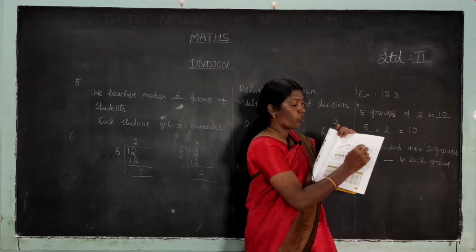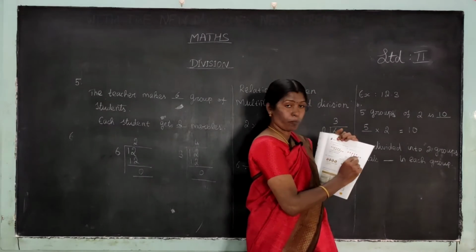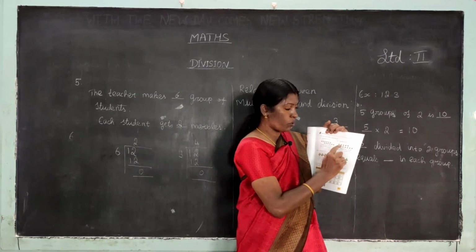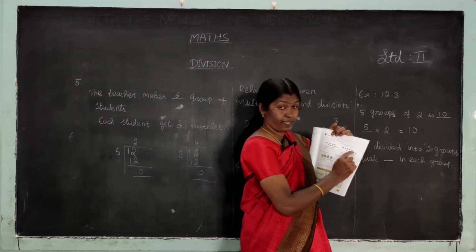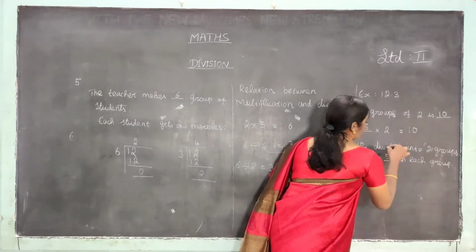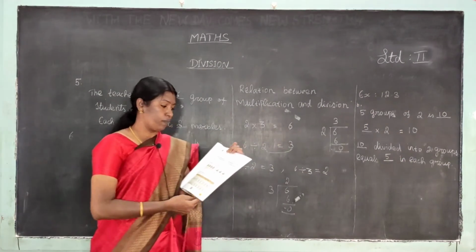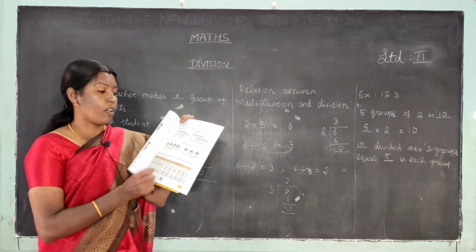Here you see 2 groups equal, and how many in a group? 1, 2, 3, 4, 5. In a group, how many beetles are here? 5. So equal beetles are 5 in a group. Do you understand? Okay. Do this as homework.